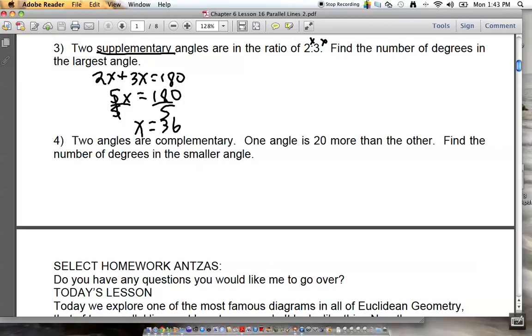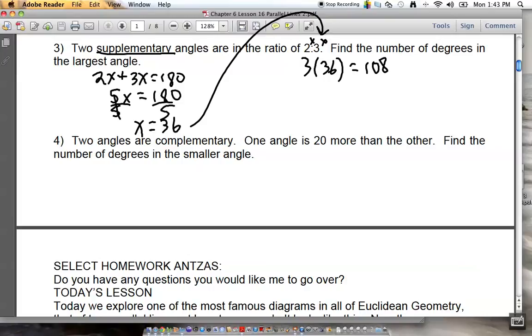But that does not answer the question. What does the question say? Find the number of degrees in the largest angle. The largest angle is 3x, so that means 3 times 36, which is 108. So I have to go an additional step and plug that 36 back in. And this all harkens back to work we did earlier in the year.